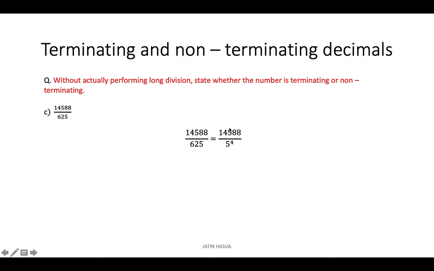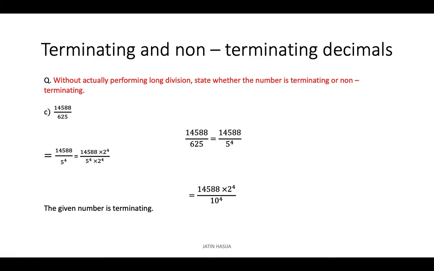Now, if I multiply this whole number by 2 to the power of 4 and then divide it also by 2 to the power of 4, I will get 10 to the power of 4 in the denominator part. This is what I want to say here. 5 to the power of 4 is already here. If I multiply this whole number by 2 to the power of 4 and also divide it by 2 to the power of 4, we will get 10 to the power of 4. Hence, the given number is terminating.